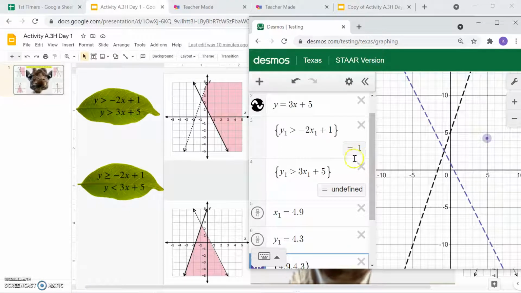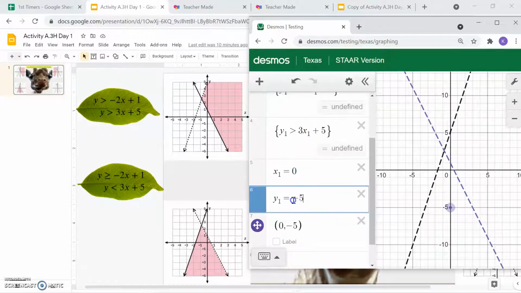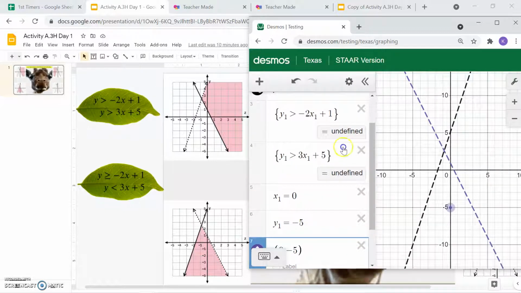Now look up here. This one is true, but not this one. Just because one of them is not true, the shaded part cannot be on this side. Now it says pick any point in this shaded region, which is right here on the bottom. I'm just going to pick whichever point right there. So I'm going to type in my x value is 0 and my y value is negative 5, and I got this from this part right here. So I'm going to go up here to these two. See how they're both false? So it is not that one.